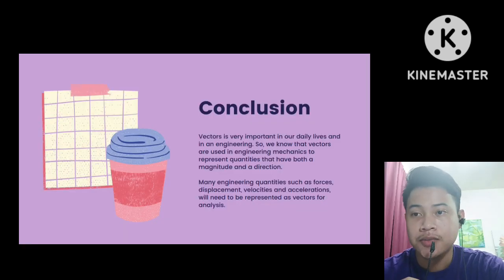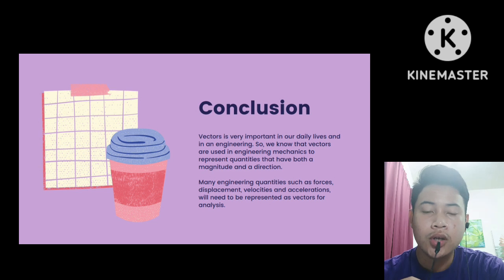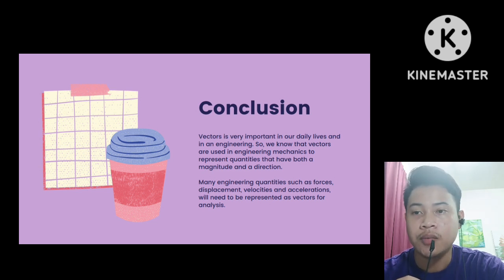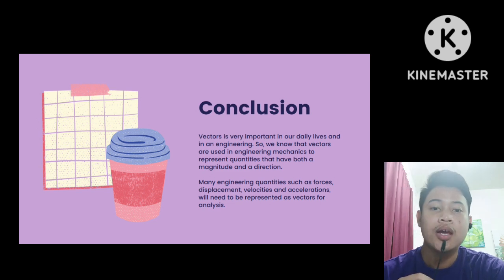For the conclusion, vector is very important in our daily life and in engineering. We know that vectors are used in engineering mechanics to represent quantities that have both a magnitude and a direction. Many engineering quantities such as force, displacement, velocity, and acceleration need to be represented as vectors for analysis.